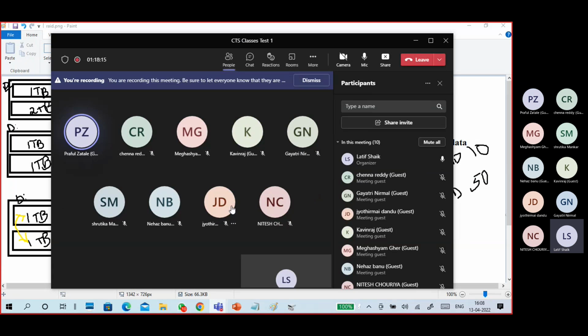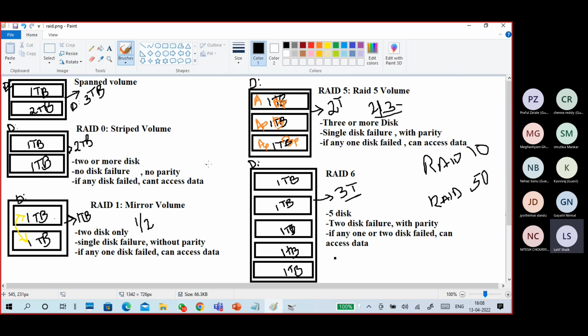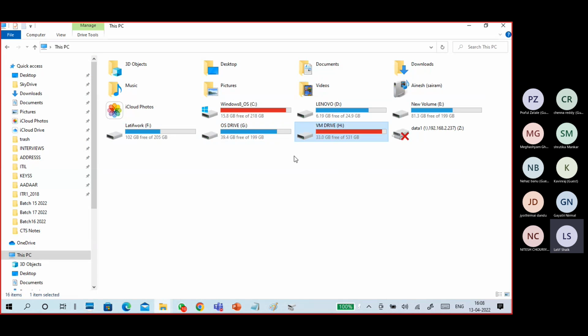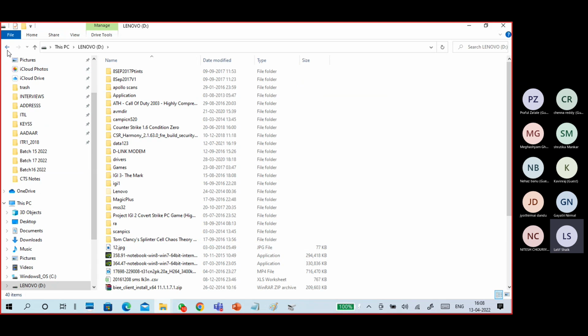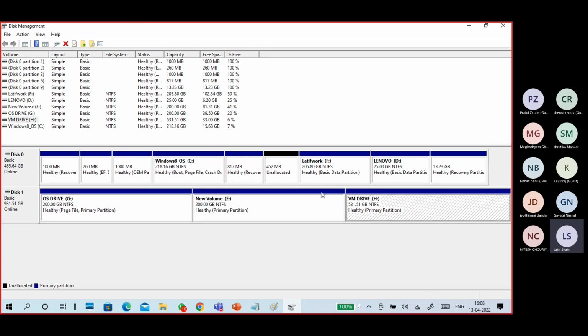Sir, in RAID 1, how can I access data? There is no parity. It is a very simple concept. Very good. I put data in a drive, like a D drive, E drive, F drive. It shows like this only. When you put data, the data is stored in the hard disk. That we know.